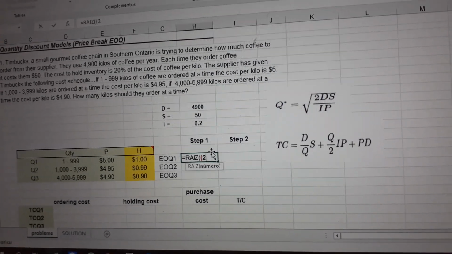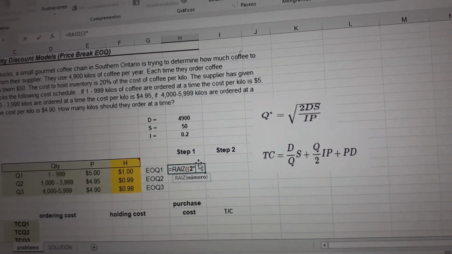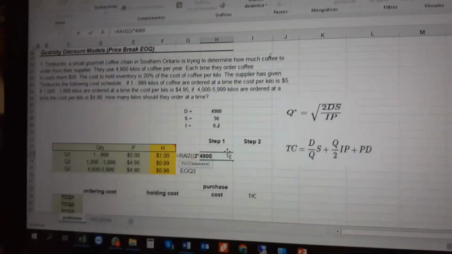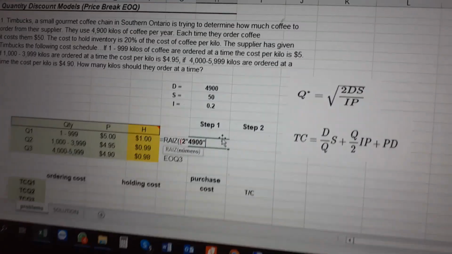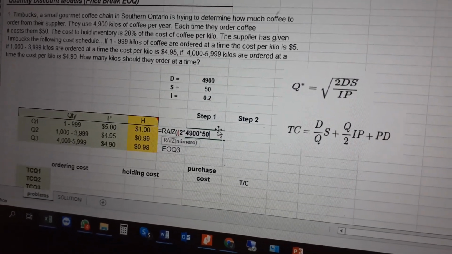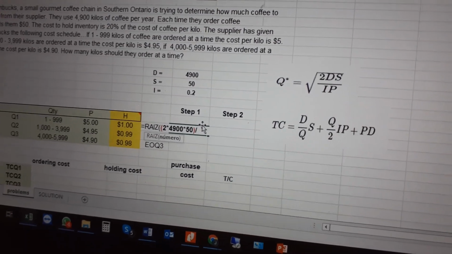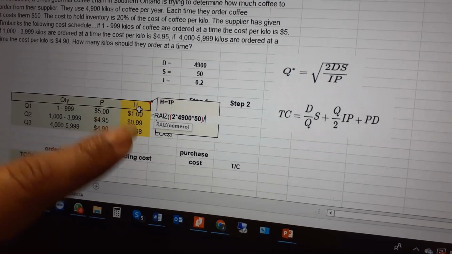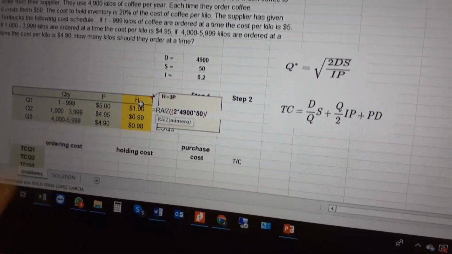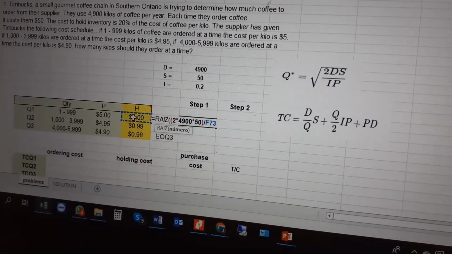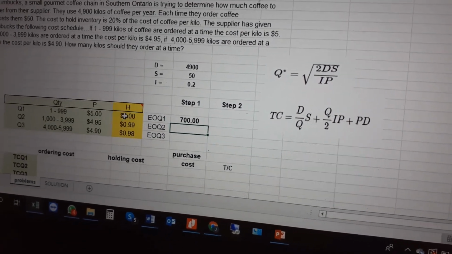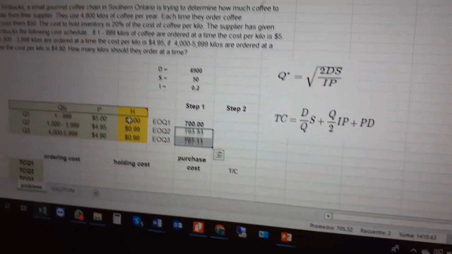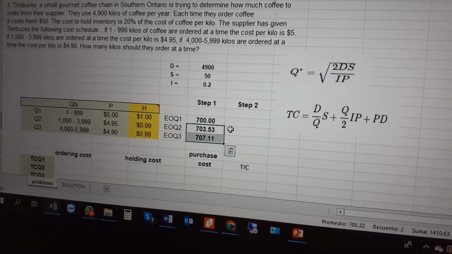So the formula is the root of 2 times D, which is 4,900, multiplied by S, which is 50, divided by IP. We already know that IP is the same as H. We have calculated H before, so we can use this value. The same calculation we have to do for the other two possible scenarios.